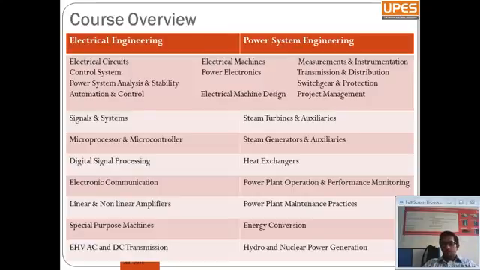So a power system engineer would see himself towards the power system generation part and some parts of the transmission, whereas an electrical engineer would of course go towards the transmission part and can go for higher studies as well, for research and all.